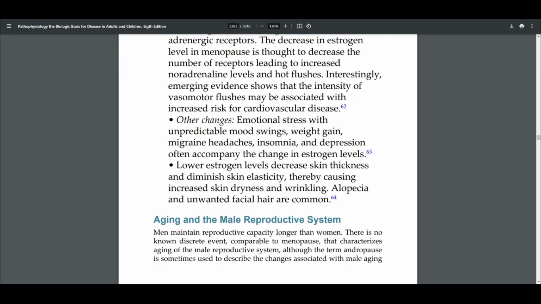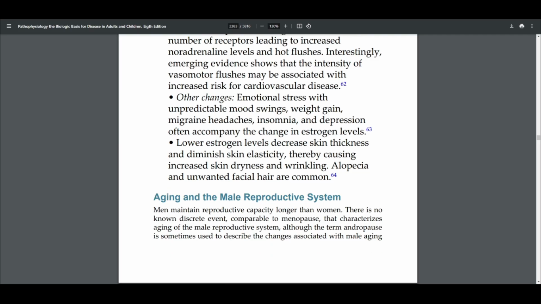Any other changes? Well, emotional stress with unpredictable mood swings, weight gain, migraine headaches, insomnia, and depression often accompany the changes in estrogen levels. Lower estrogen levels decrease skin thickness and diminish skin elasticity, thereby causing increased skin dryness and wrinkling. Alopecia and unwanted facial hair are common.